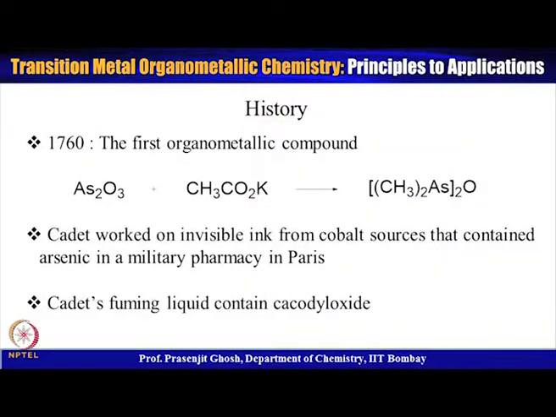To start with the history, the first organometallic compound dates back to 1760, when dimethyl arsine oxide was prepared. This compound, dimethyl arsine oxide, is called cacodyl oxide because it has a very bad smell. It was prepared by Charles Louis Cadet, working in a military pharmacy in Paris, in an attempt to make invisible ink for military use. So, this is the first reported organometallic compound that one can trace back to.